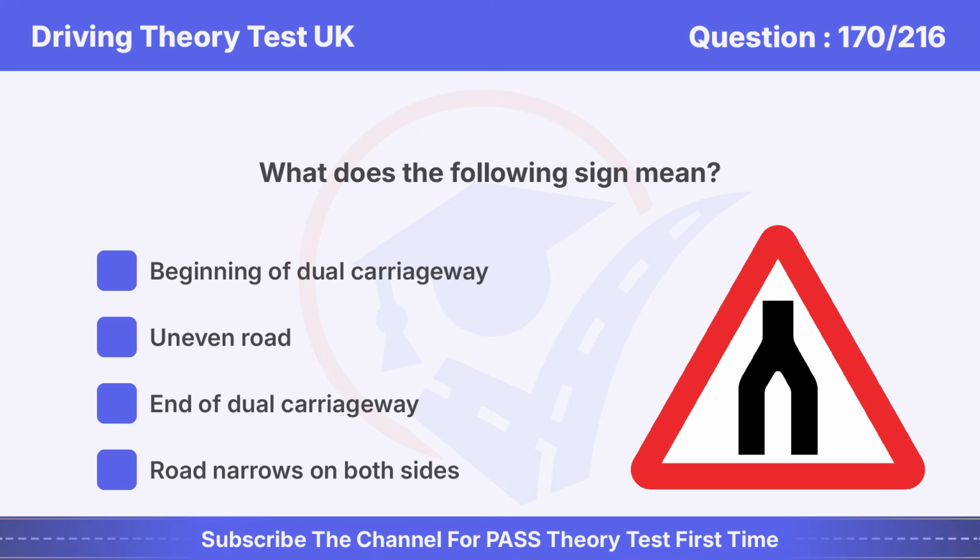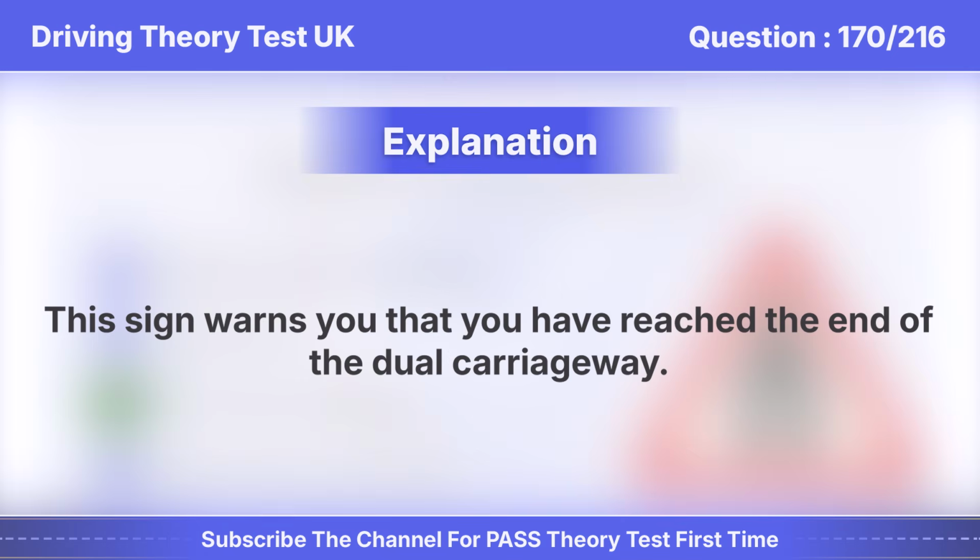Question 170. What does the following sign mean? Answer is C. End of dual carriageway. This sign warns you that you have reached the end of the dual carriageway.